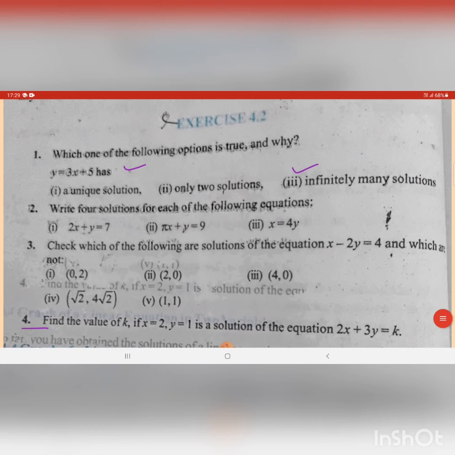Find the value of k if x equal to 2, y equal to 1 is a solution of the equation 2x plus 3y equal to k. So given x equal to 2, y equal to 1 is a solution of this equation. So we can replace x by 2 and y by 1. So 2x becomes 2 into 2 plus 3 into 1 equal to k. 4 plus 3 equal to k. That is 7 equal to k. That is k equal to 7.